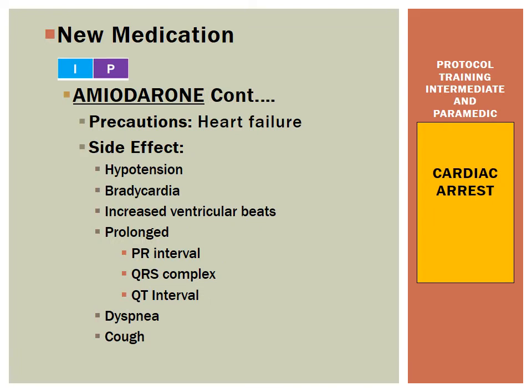Precautions are heart failure. Side effects are hypotension, bradycardia, increased ventricular beats, prolonged PR, prolonged QRS complexes, and prolonged QT intervals. Dyspnea and cough. Amiodarone basically slows down the conduction in all aspects of the electricity in the heart.